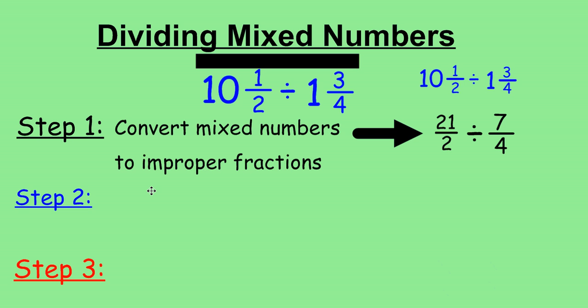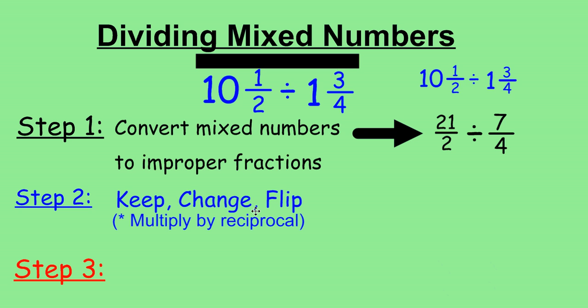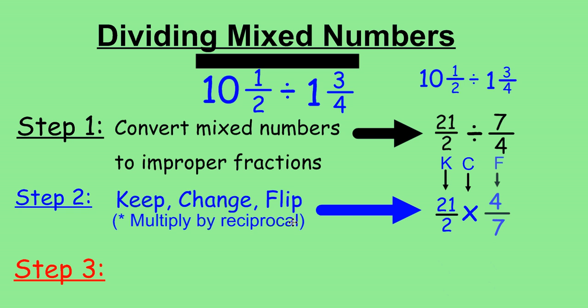Once we've converted the mixed numbers to improper fractions, the next steps are exactly the same as steps 1, 2, and 3 for dividing fractions. Keep, change, flip is our next step, and we can keep the first number the same. Notice we're not doing anything to that first number. We change division to multiplication, and 7/4 becomes the reciprocal, which is 4/7.